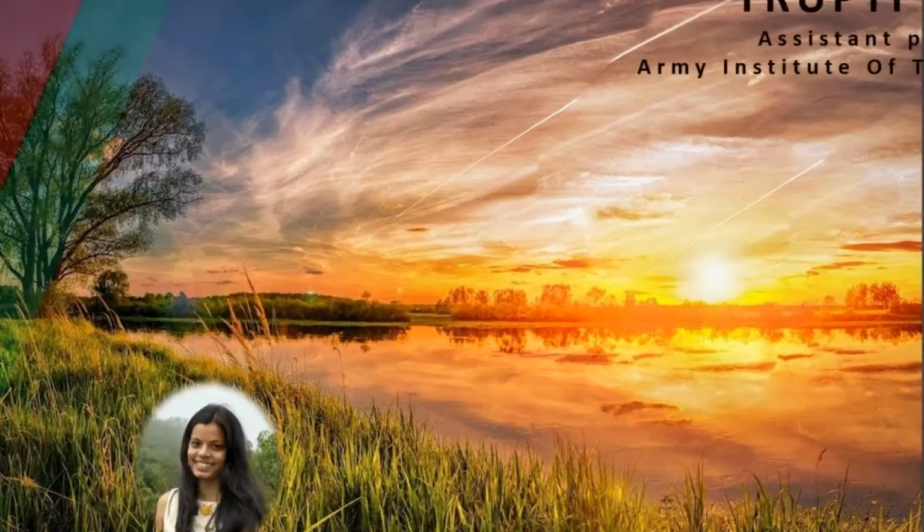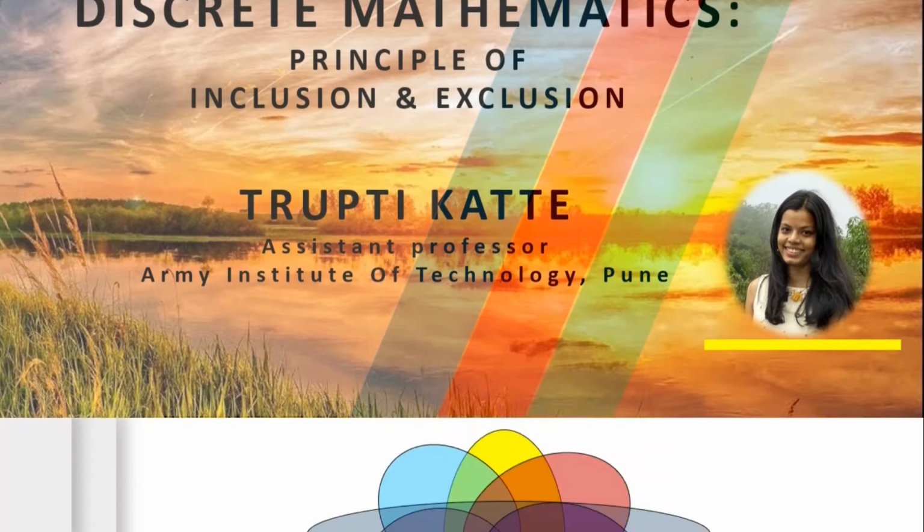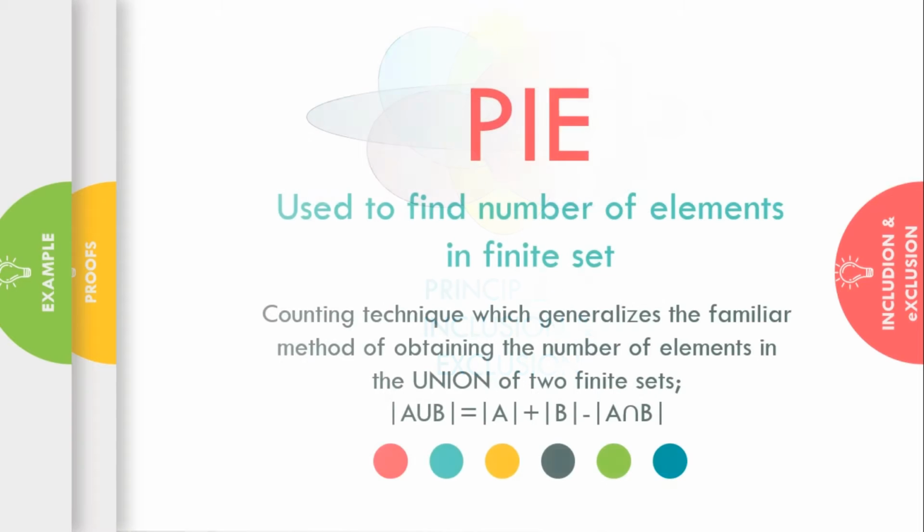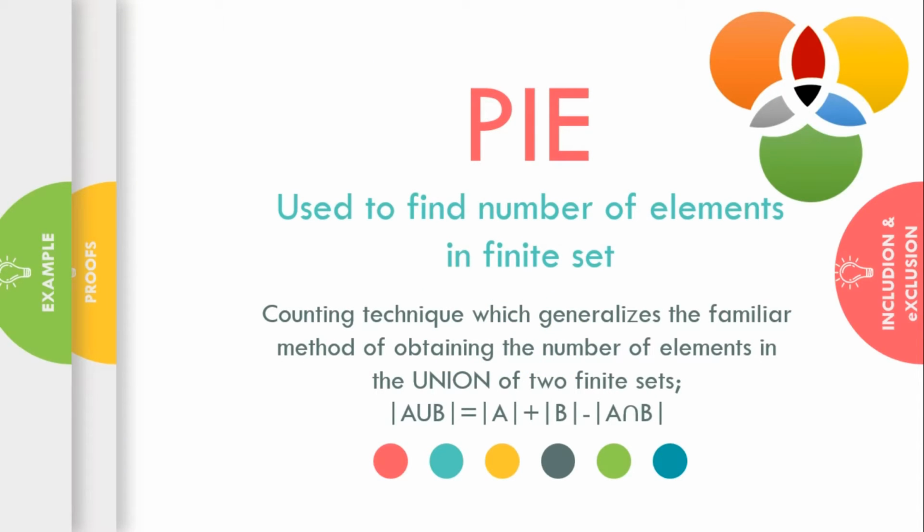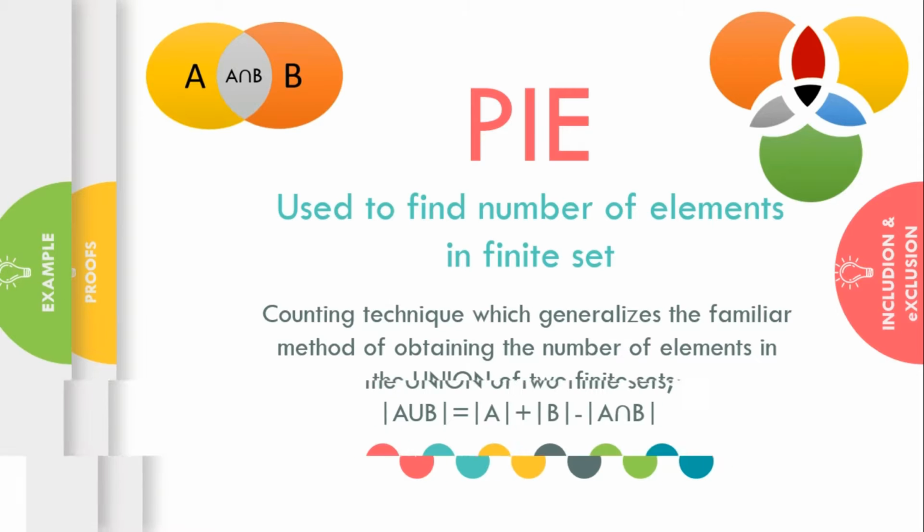In this video, we're going to learn about the principle of inclusion and exclusion. So what is this principle of inclusion and exclusion? It is also called PIE. It is used to find the number of elements in a finite set. It is a counting technique which generalizes the familiar method of obtaining the number of elements in the union of two finite sets, and the formula for that is A union B equals A plus B minus A intersection B.